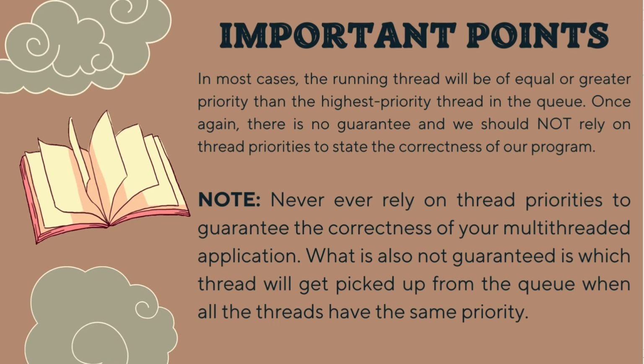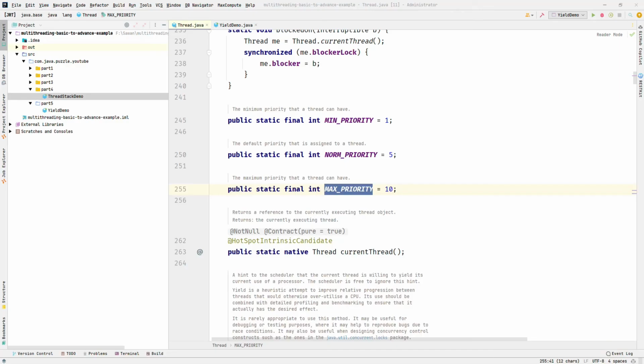One more important thing to note: never ever rely on thread priority to guarantee the correctness of your multi-threaded application. What is also not guaranteed is which thread will get picked up from the queue when all the threads have the same priority. You will see that the default priority of a thread is 5 if none is specified.